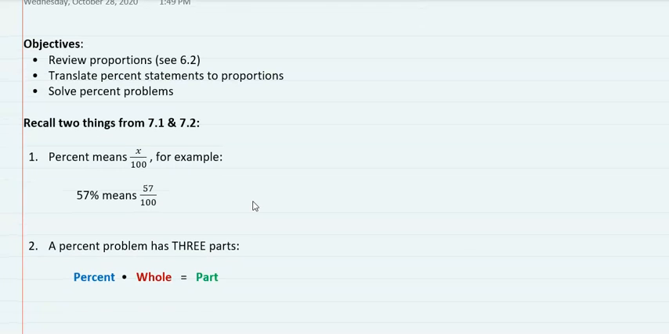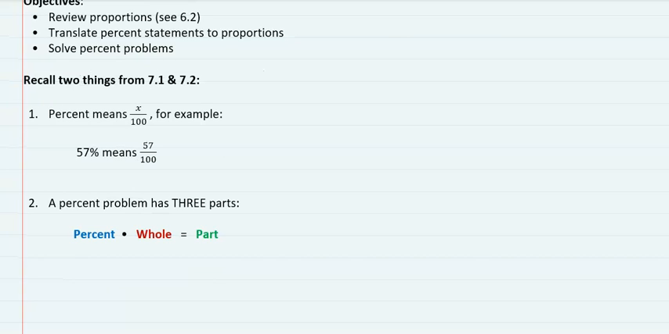There's a couple of things you need to recall from section 7.1 and 7.2. Percent means X per 100. So for example, 57% means 57 per 100, or over 100. And a percent problem has three parts. It has the percent, which we're now going to put over 100, and the whole, and the part.